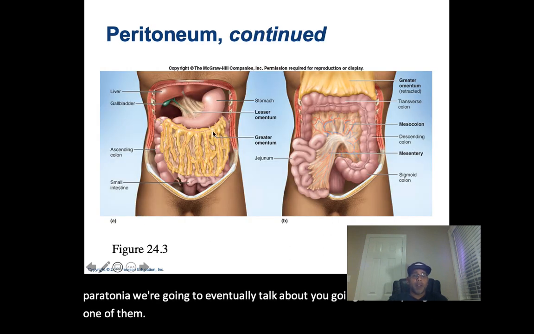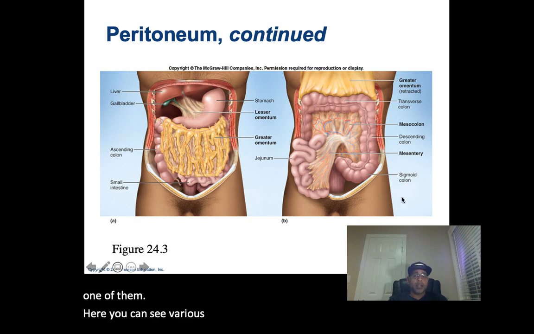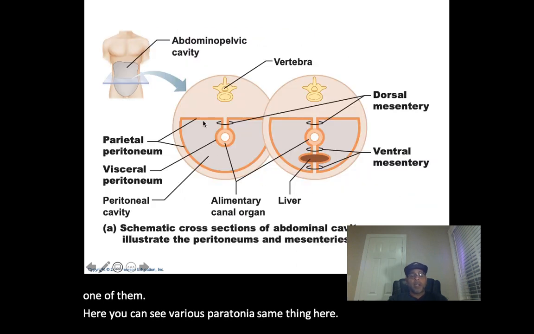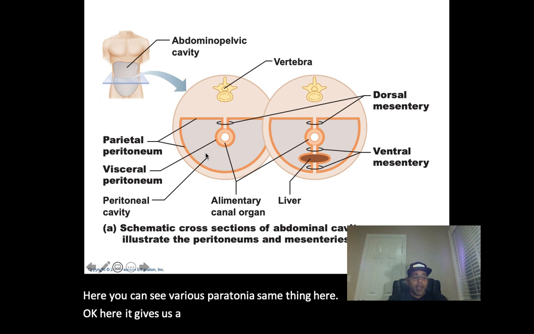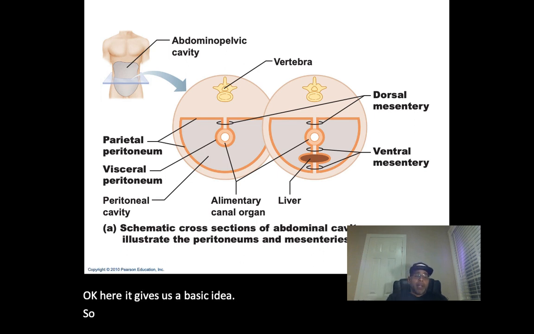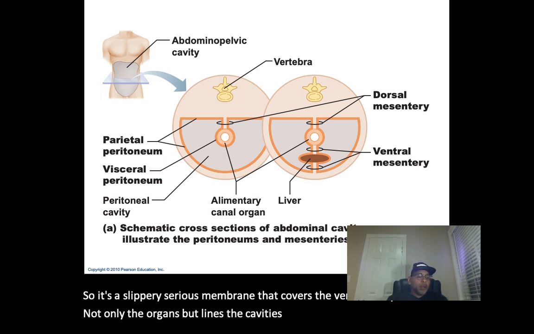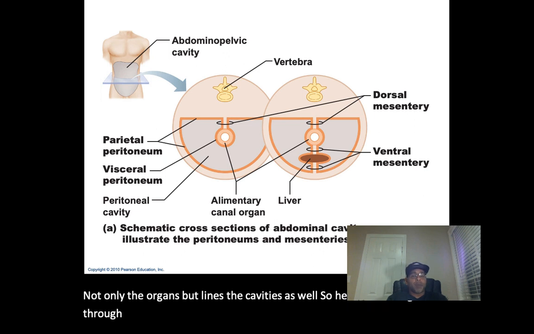Here you can see various peritonea, same thing here. Here it gives us a basic idea. It's a slippery serous membrane that covers the ventral body cavities, not only the organs, but it lines the cavities as well. So first we have what we call the parietal peritoneum.